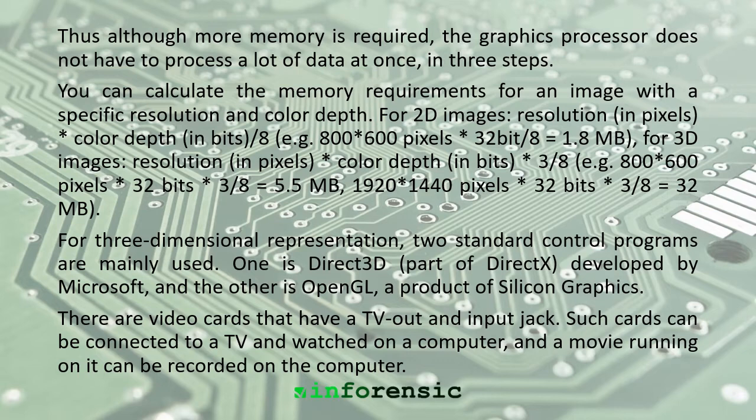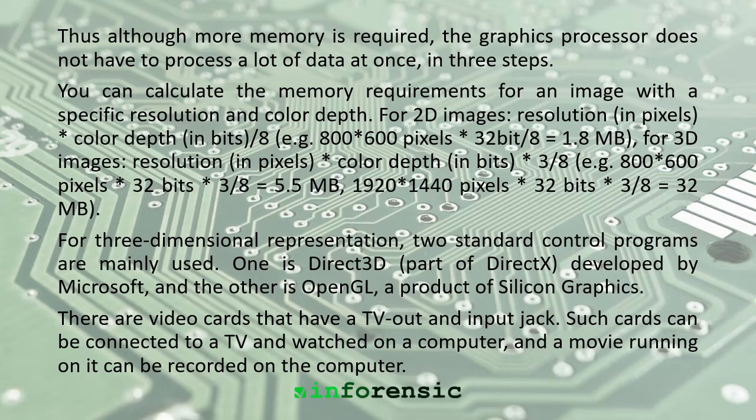You can calculate the memory requirements for an image with a specific resolution and color depth. For 2D images, resolution, in pixels, times color depth, in bits, divided by 8, e.g. 800 x 600 pixels times 32 bits divided by 8 equals 1.8 MB. For 3D images, resolution, in pixels, times color depth, in bits, times 3/8, e.g. 800 x 600 pixels times 32 bits times 3/8 equals 5.5 MB. 1920 x 1440 pixels times 32 bits times 3/8 equals 32 MB.